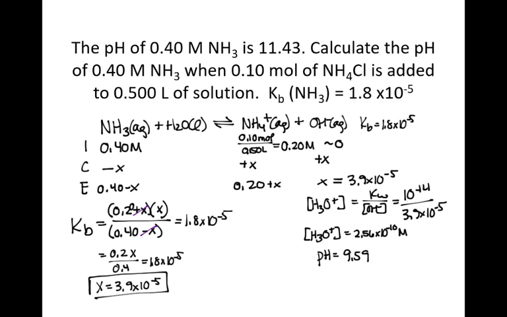Okay, so before we said that the pH would decrease if we added NH4Cl. And look, we see that it decreases by about 2 units.